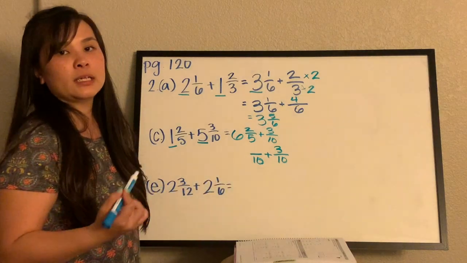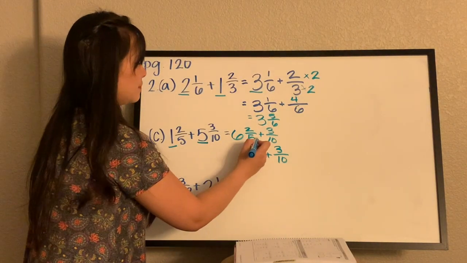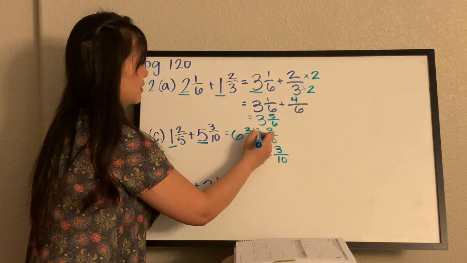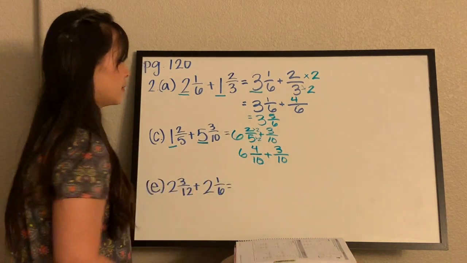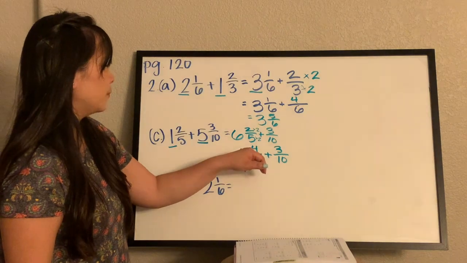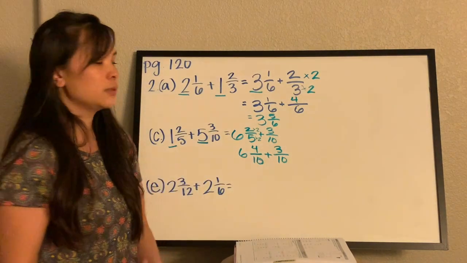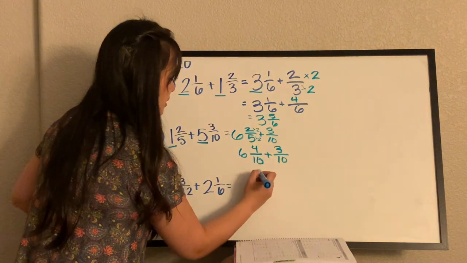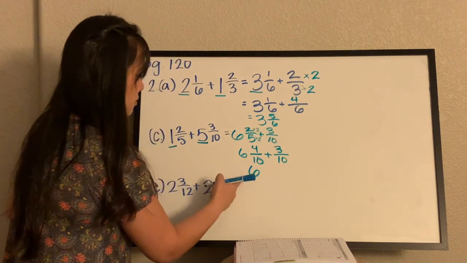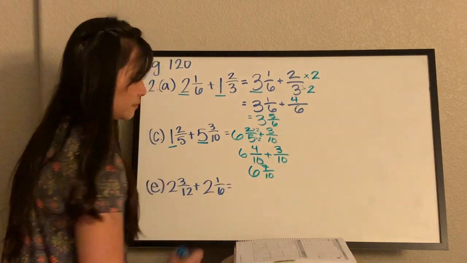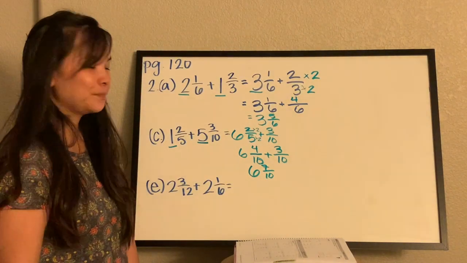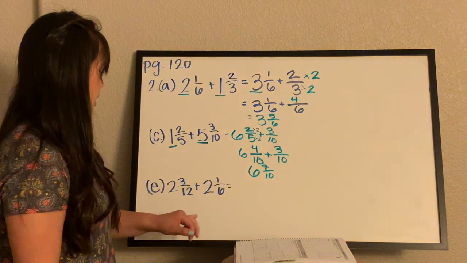5 times what equals 10? You're right again, times 2. 2 times 2 equals 4. We're going to bring down the 6. All right, now 4 plus 3 equals, you're right, 7. I'm going to bring this whole number down, 6 and 7/10. Yeah? Cool. Now, E.